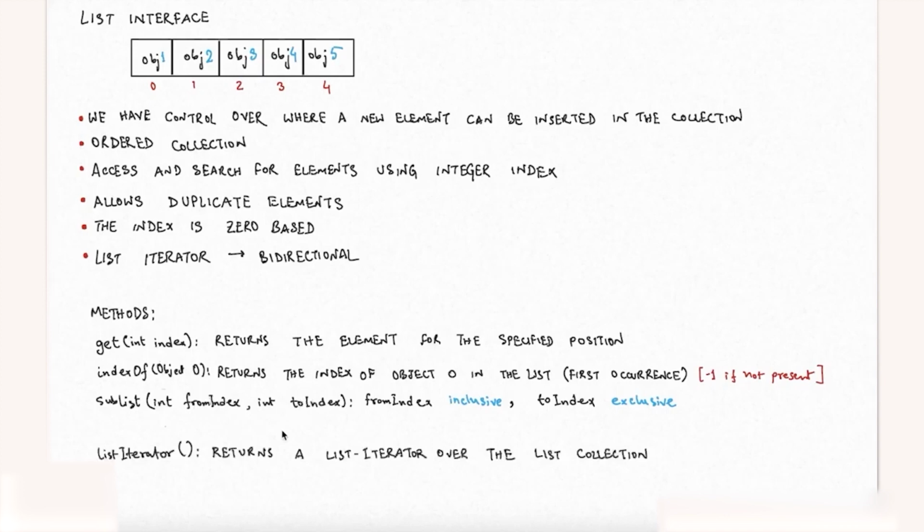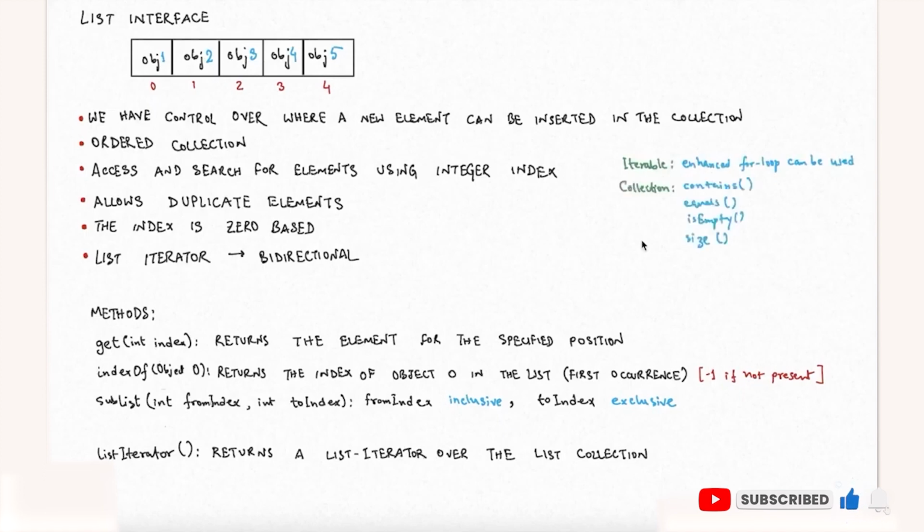And of course, as we discussed before, we have a listIterator method that returns a list iterator over the list collection. So I hope you're beginning to understand how a structure is forming. In the beginning, we had the iterable interface, and that gave us the ability to use an enhanced for loop over our collection. Then we had the collection interface that gave us the ability to see whether a collection contains something, whether the whole collection is equal to something, whether the collection is empty, and what's the size of the collection.